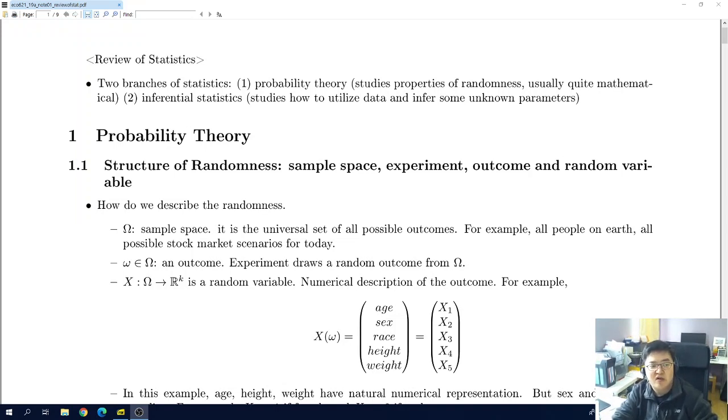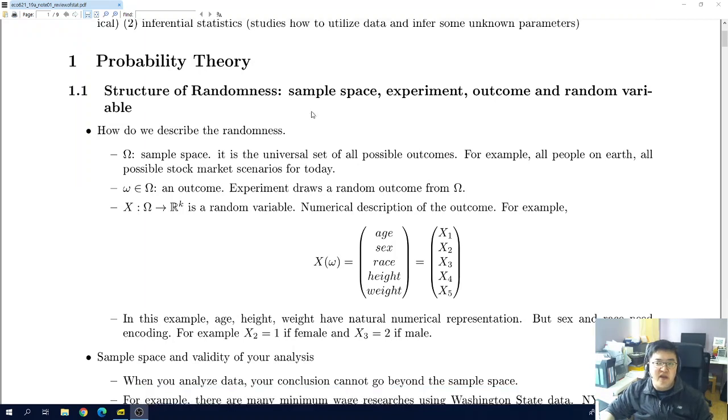Maybe this week, like 2 or 3 classes, we are going to review the basic probability theory and statistics concepts. You need to know these to follow the whole semester, and you better know them to start your research in the future. It will help you better understand many applied models. So let me start with probability theory.